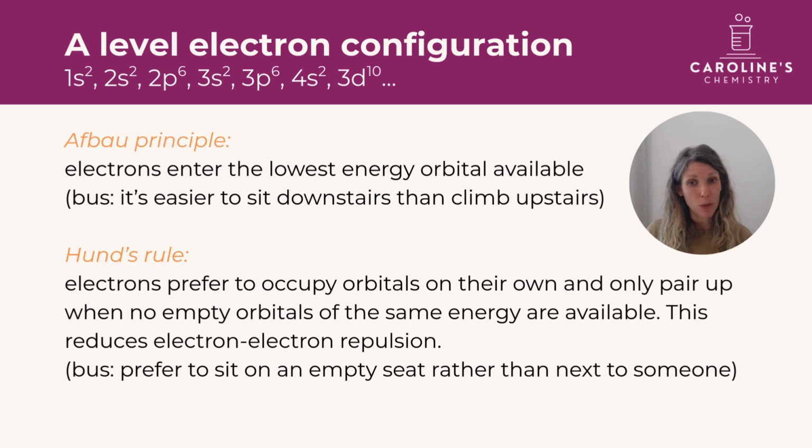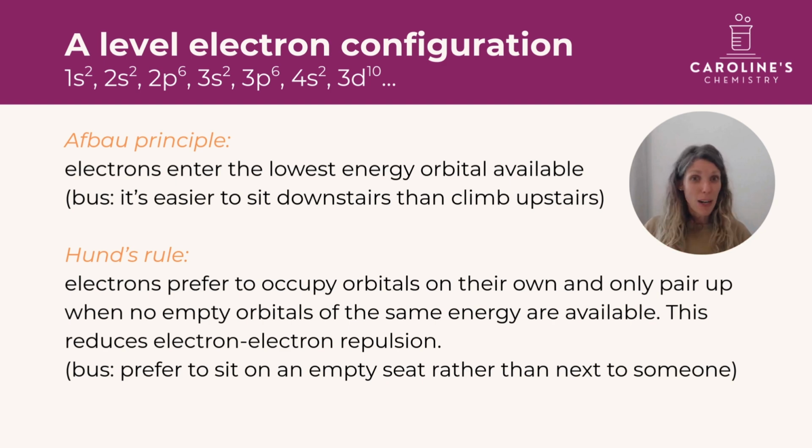Now, Hund's rule tells us that electrons prefer to occupy orbitals on their own, and they only pair up when there's no empty orbitals of the same energy available. What do I mean by that? Let's go back to that bus analogy. So you've got onto the bus and you look down the bus on that lower floor. There's lots of people there and their seats are usually in pairs, aren't they?